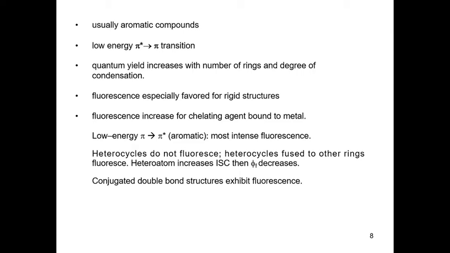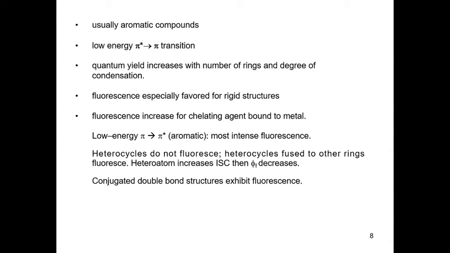Heterocycles which are not fused with a benzene ring do not fluoresce. Heterocycles, if they are fused with a benzene ring or any other ring, then they can easily fluoresce. But in a heterocycle, a hetero atom is present. Now if there is a presence of a heteroatom, then it increases the intersystem crossing. Then obviously there will be a phosphorescence that shall happen.